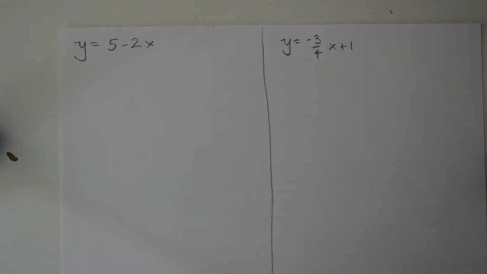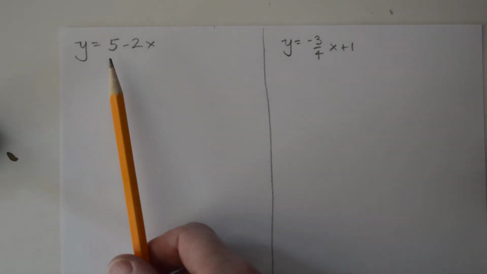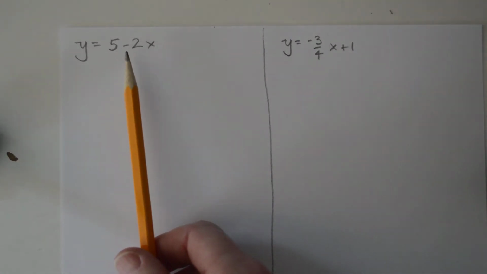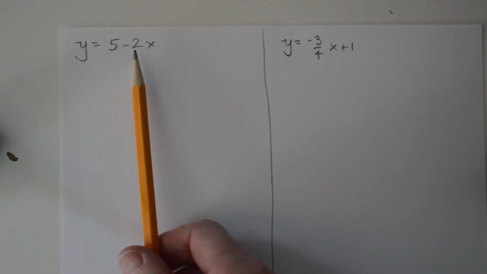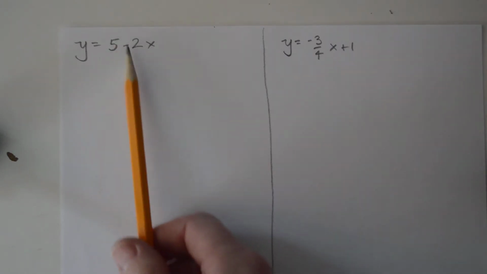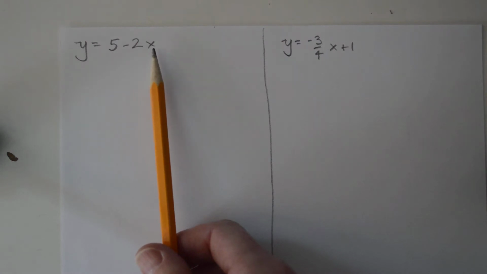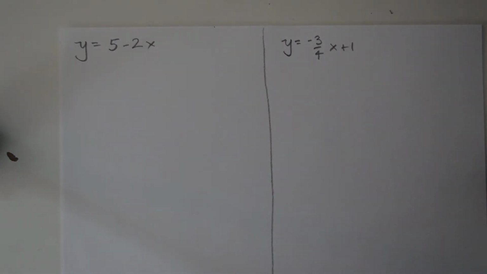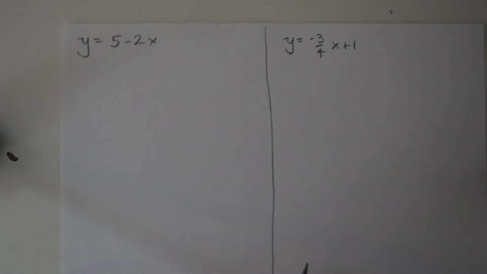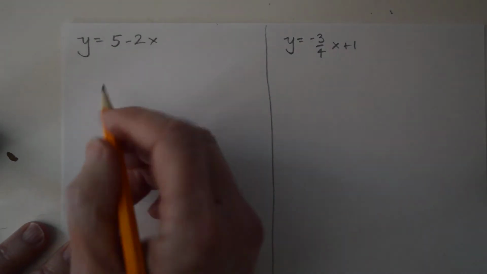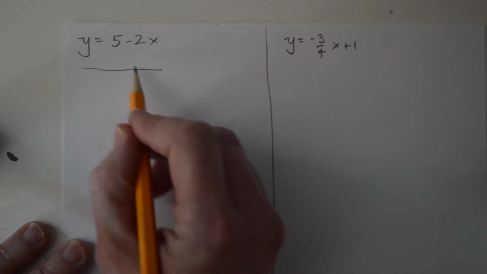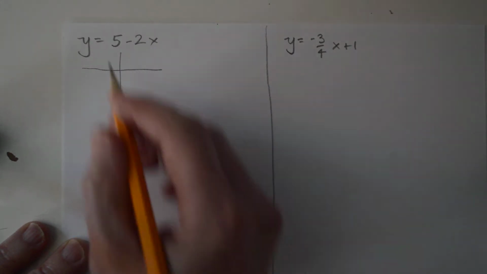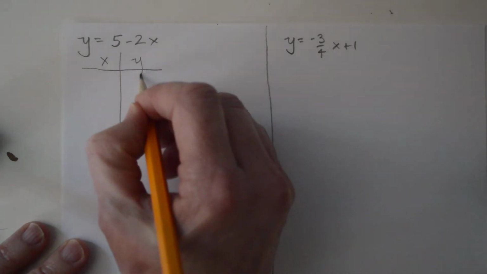So the first one we have is y equals 5 minus 2x. If you look back at the ones that we've already done, you'll probably notice that in the other problems, the x term comes first and then the constant term comes second. So this is just a little bit unusual in how it's written, but it's still okay. We can do it.